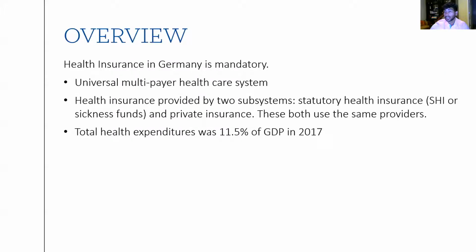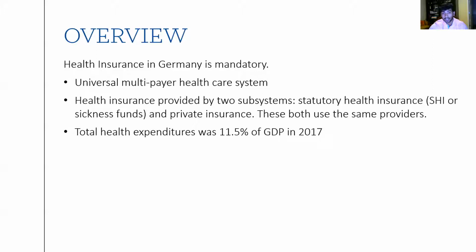Health insurance in Germany is mandatory, and they use a universal multi-payer healthcare system. This health insurance is provided by two subsystems: statutory health insurance, or the public health insurance, and the private insurance. These both use the same providers. This means hospitals and physicians treat all patients regardless of whether they have SHI or private insurance.